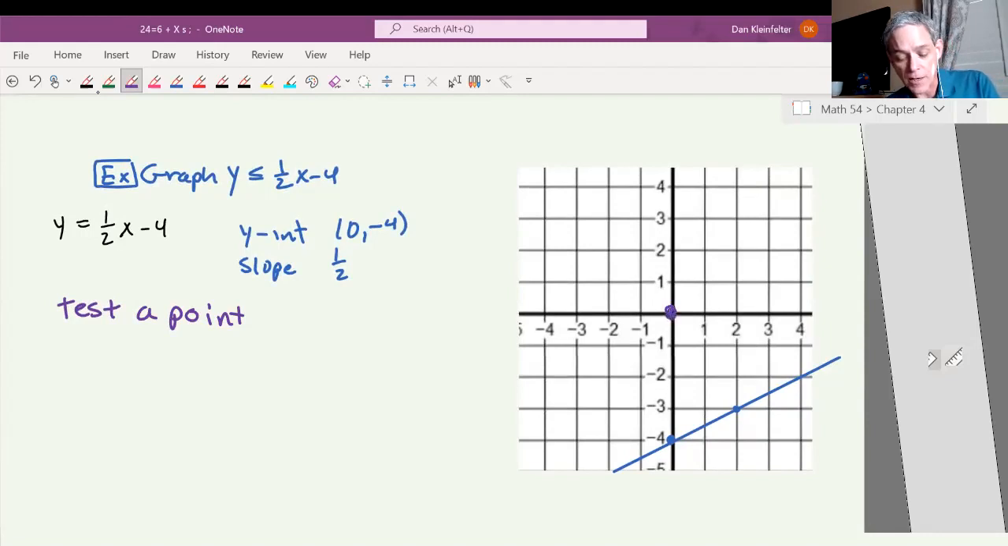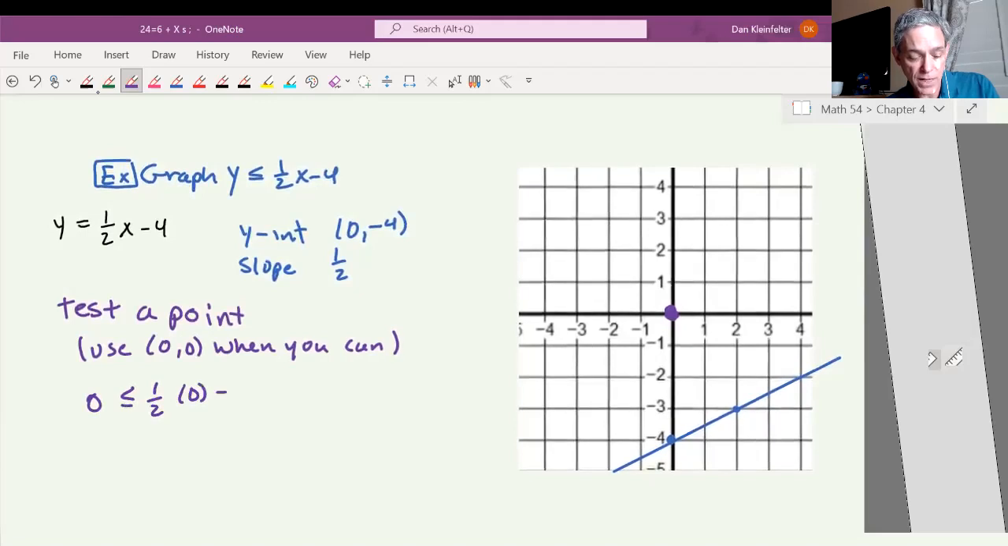Most often, if I can, I like to test the origin, because the coordinates are 0 and 0, which is easy to plug into things. I'm going to use (0, 0) when I can, just because it's easiest. So 0 is less than or equal to a half of 0 minus 4. We need to know if that's true or not. 0 is less than or equal to 0 minus 4. 0 is less than or equal to negative 4. That's either true or false. Is 0 smaller than negative 4? The answer is no, so that's not true.